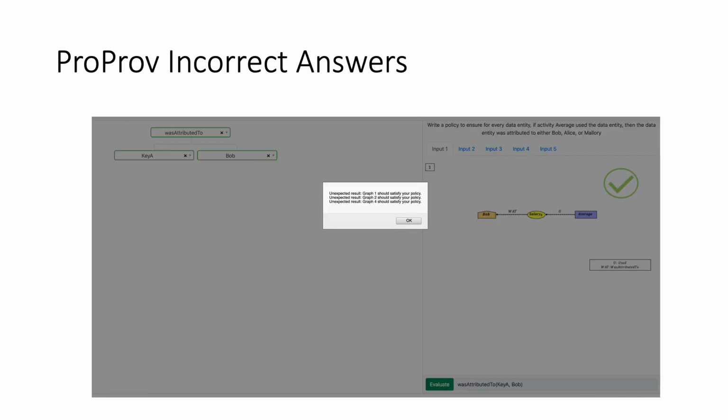If during this study you type an incorrect policy, ProProv will indicate on which graphs your policy did not succeed. You can then click OK, after which you can try again, or click Save and Continue to proceed to the next question. This concludes the ProProv training.